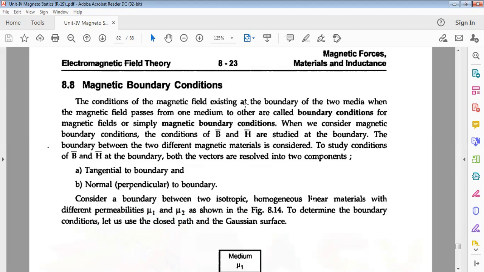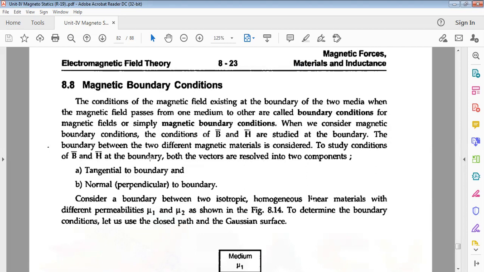The conditions of the magnetic field existing at the boundaries of the two media, when the magnetic field passes from one medium to the other, are called boundary conditions for magnetic fields, or simply magnetic boundary conditions. When we consider the magnetic boundary conditions, the conditions of B bar and H bar are studied at the boundary between two different magnetic materials.